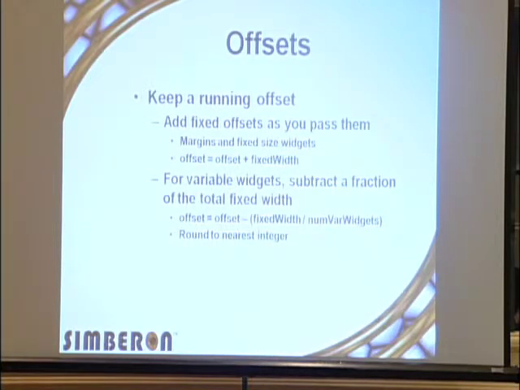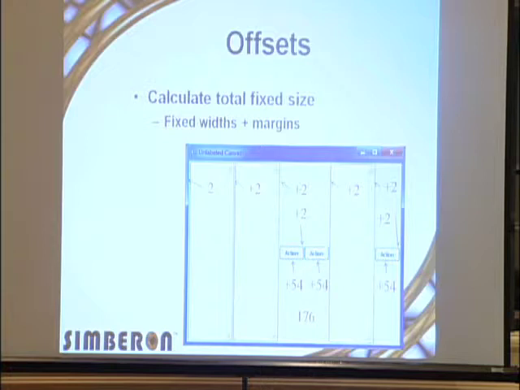To do that, you keep a running offset as you lay it out left to right. For fixed size controls, you simply add the fixed width to the offset, and that applies to margins as well. For the variable width controls, you subtract off the total fixed width, divided by the number of variable widgets. So in our case, that would be 176 divided by 3.